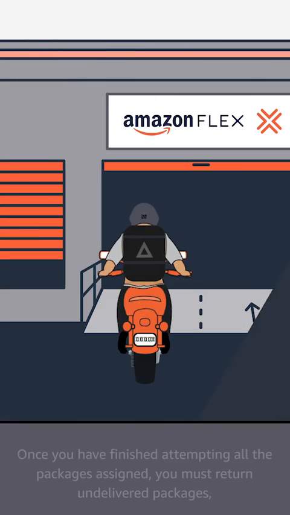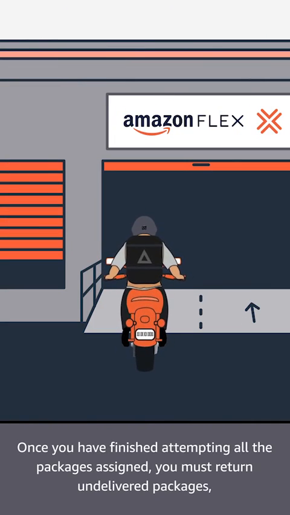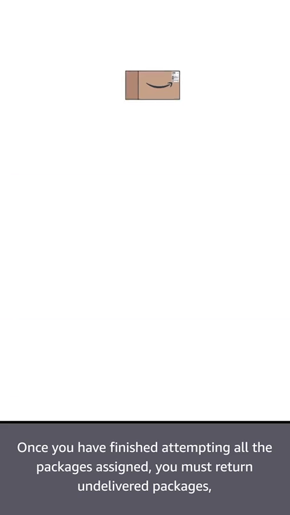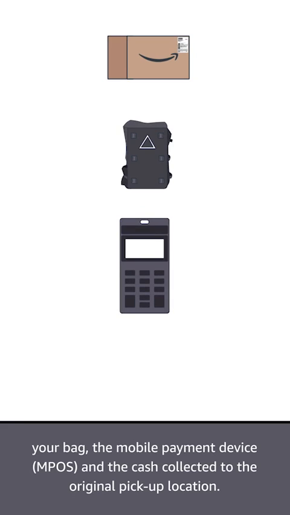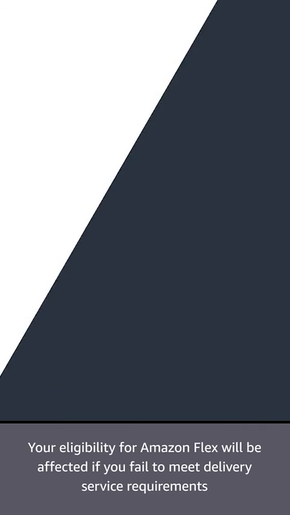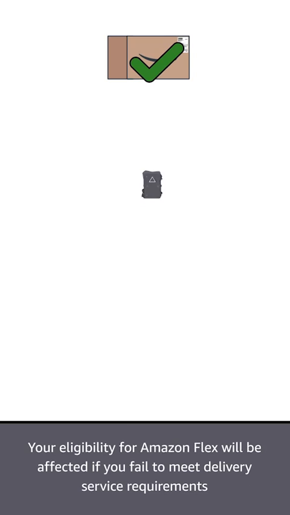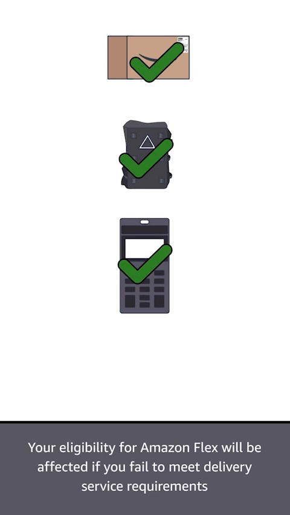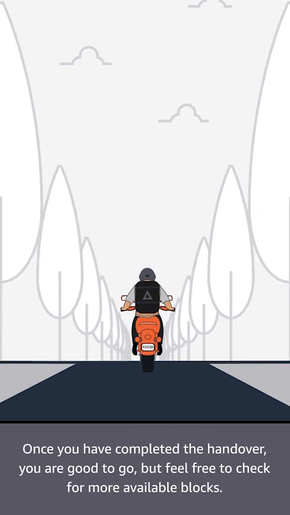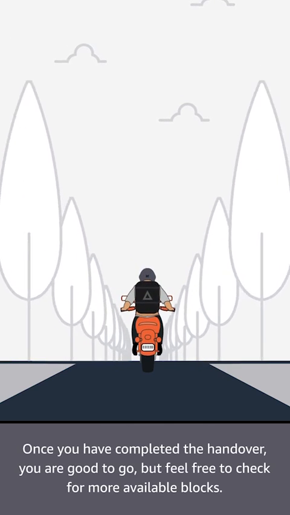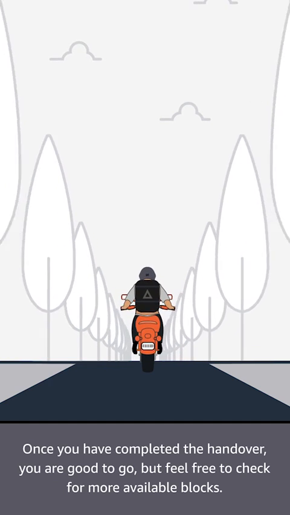Once you have finished attempting all the packages assigned, you must return undelivered packages, your bag, the mobile payment device, and the cash collected to the original pickup location. Your eligibility for Amazon Flex will be affected if you fail to meet delivery service requirements. Once you have completed the handover, you are good to go, but feel free to check for more available blocks.